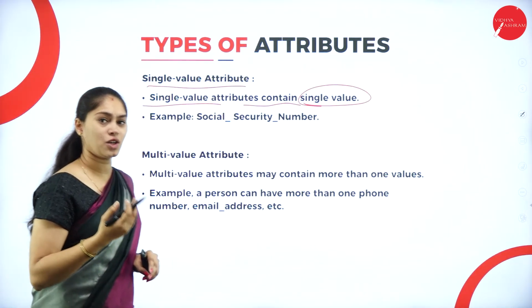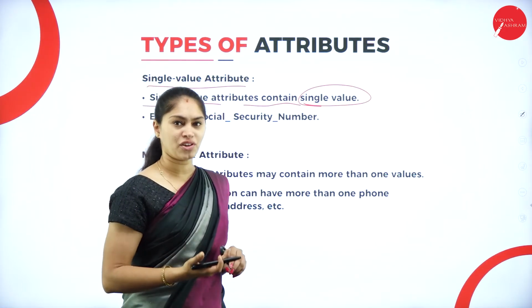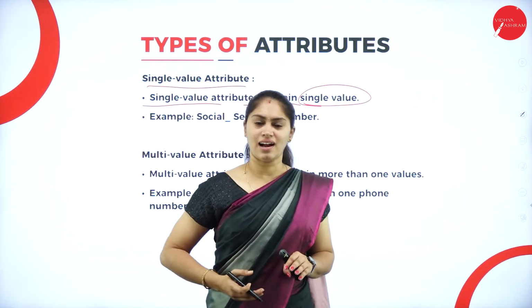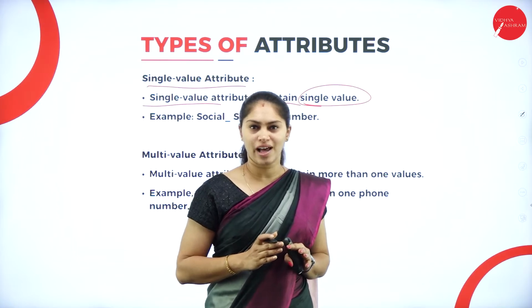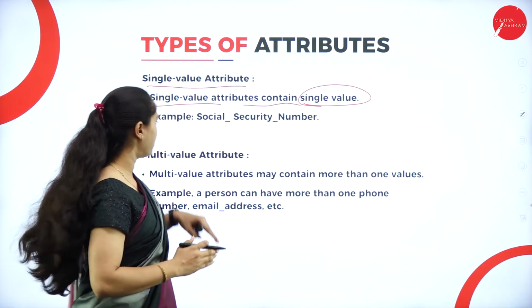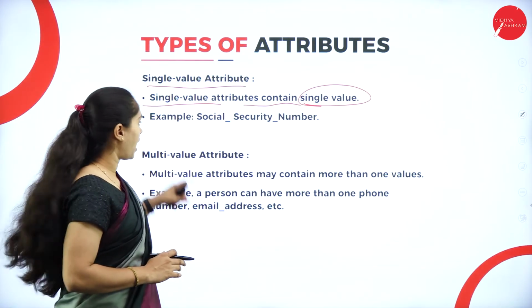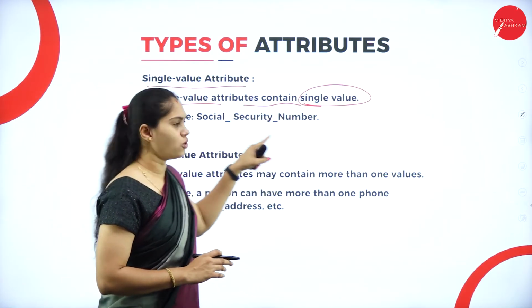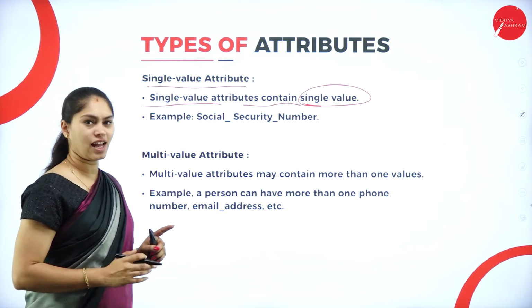If you consider your USN number, or your PAN card or Aadhaar card, all those are unique values. So you are going to have only one value for that. That is the example for a single value attribute. An attribute which contains a single value will be considered a single value attribute.